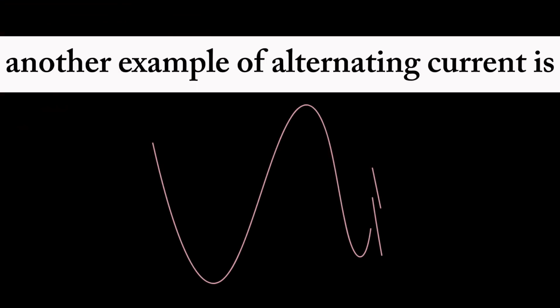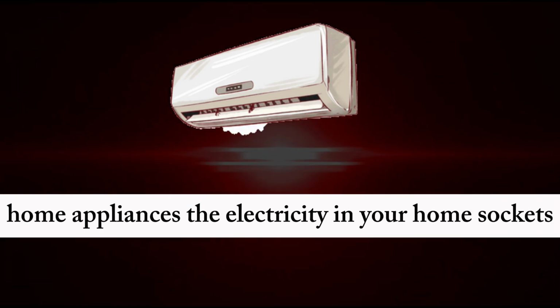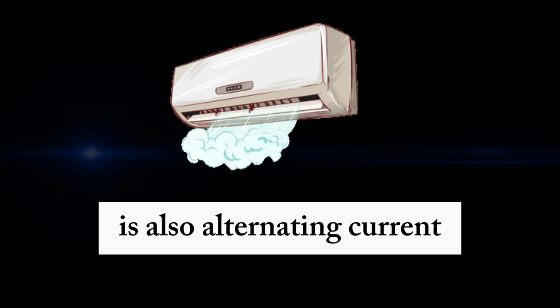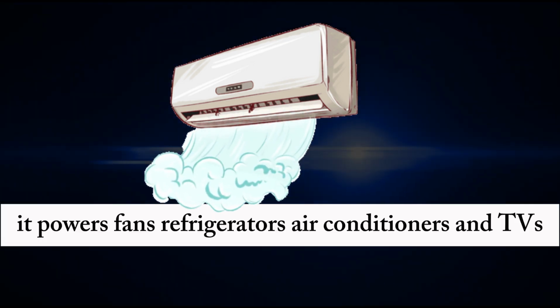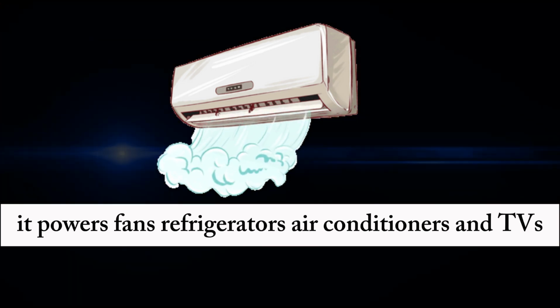Another example of alternating current is home appliances. The electricity in your home sockets is also alternating current. It powers fans, refrigerators, air conditioners, and TVs.